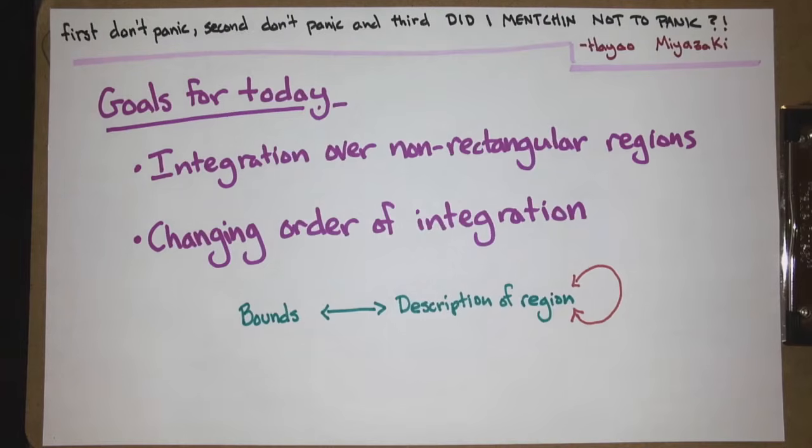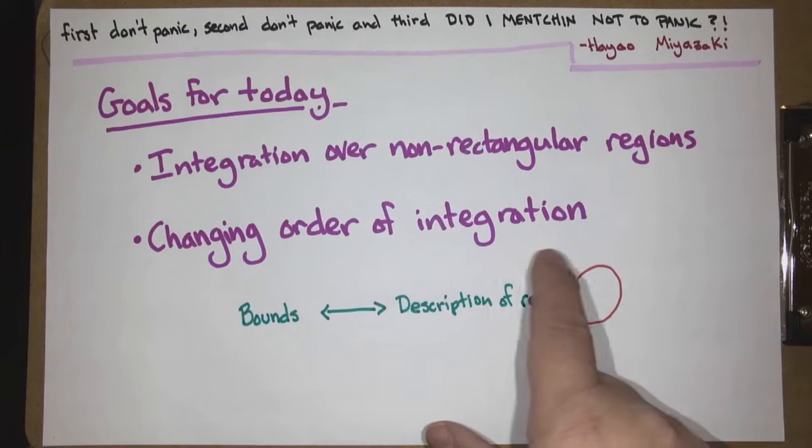Now, what are our goals for today? We're going to talk about integration over non-rectangular regions. Last time we talked about integration over rectangular regions. We're still doing iterated integration. That's what we're doing for the next couple of weeks. So most of our conversations are going to center around how we set things up. And the key here is going to be describing the regions. And we're going to talk about changing the order of integration.